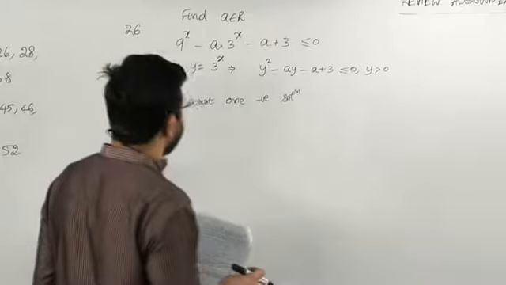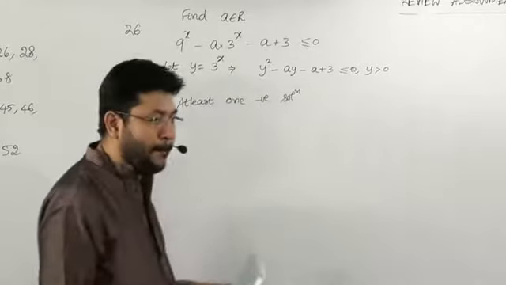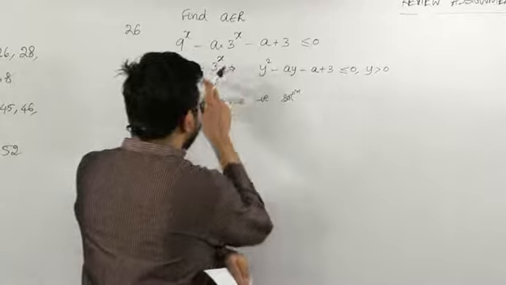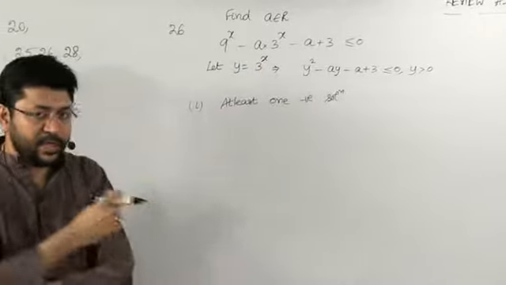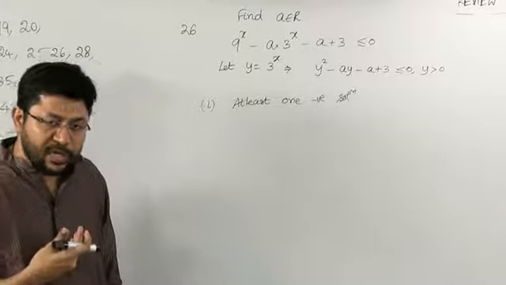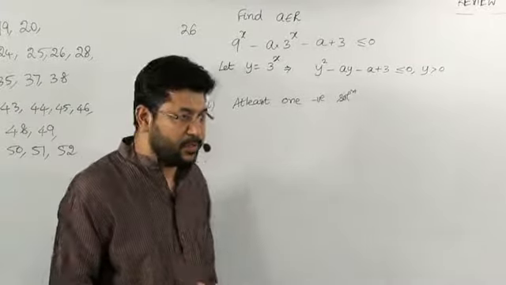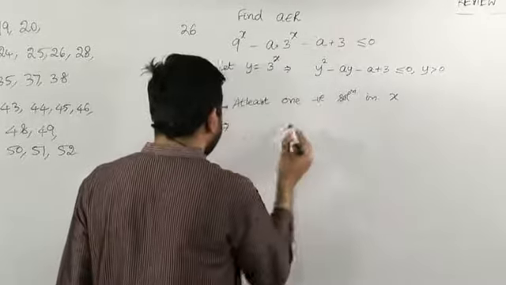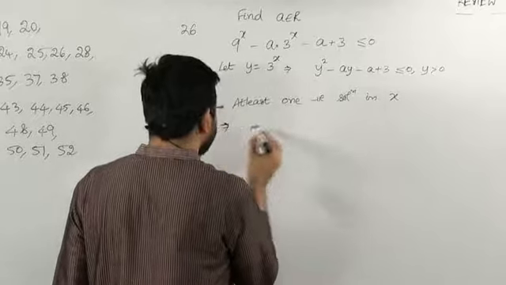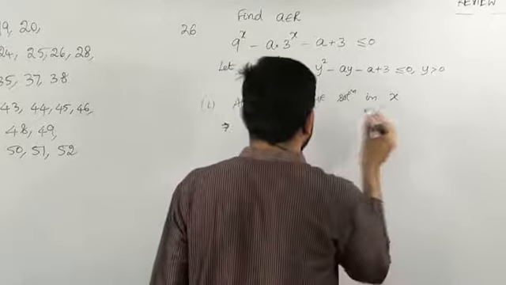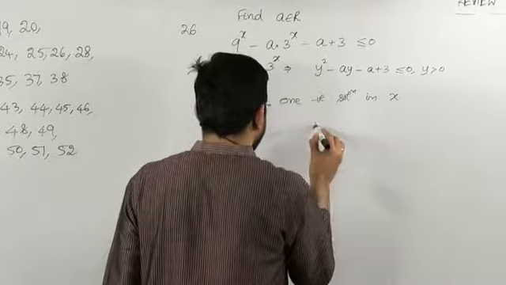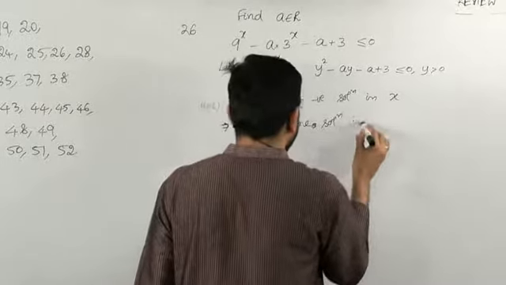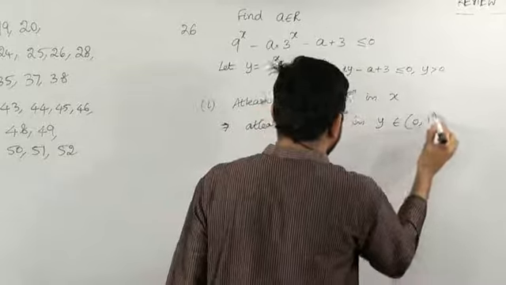At least one negative solution. If x is negative, what is the range of values of y? 0 to 1. At least one negative solution in x implies at least one solution in y belonging to 0 to 1.